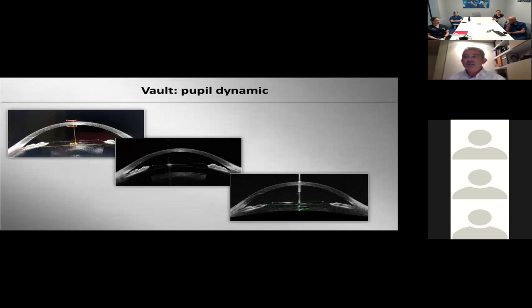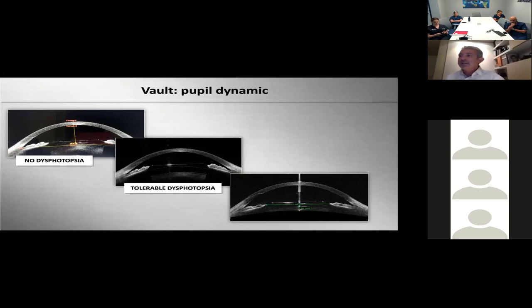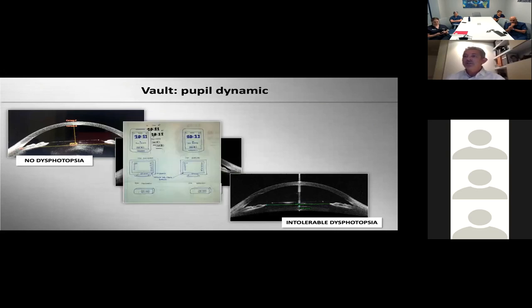These are three real cases, and in all the eyes, the pupil overcame the limits of the lens optical cone. In the first, dysphotopsia was imperceptible to the patient. In the second case, the patient was bothered by night halos, but was not prevented from living a normal life. She was very satisfied with the refractive result. However, in the third case, dysphotopsia was completely intolerable. It appeared even when working with the computer. Here's the drawing he made for me. It was necessary to explant the lens.